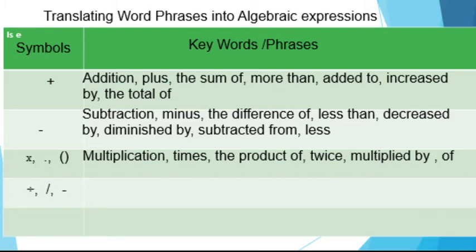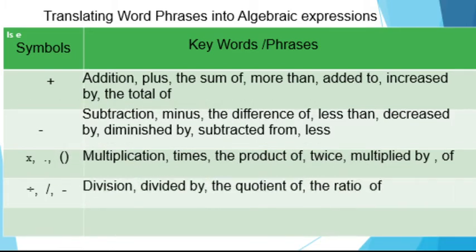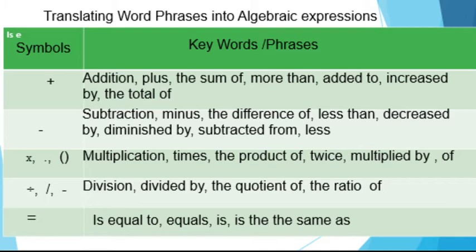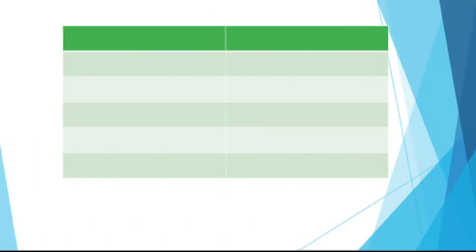And then you have that symbol. So that is division: divided by, the quotient of, the ratio of. Okay, once you encounter these words or phrases in a sentence, it means you are getting the quotient. And then of course, the last one, that is equal to, equals, is the same as.